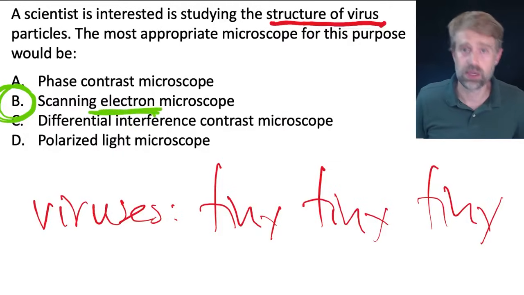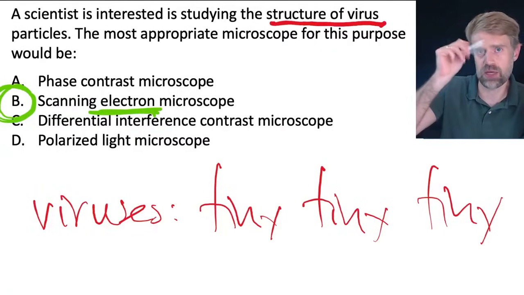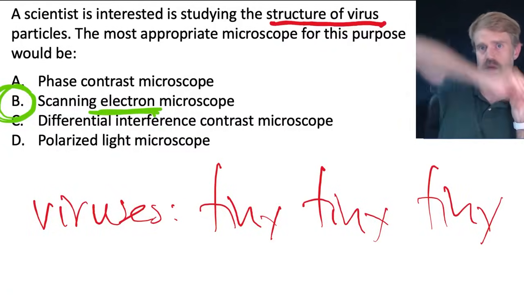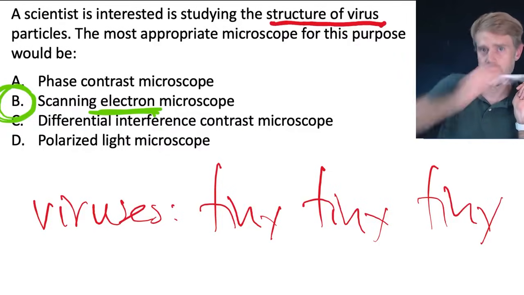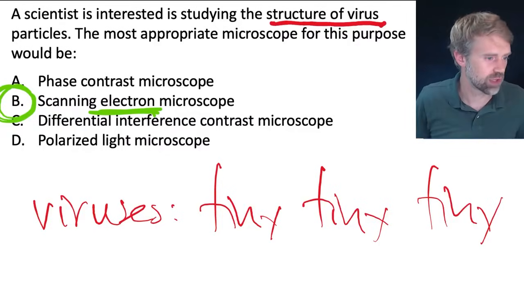Electron microscope. Why can they see things with such high resolution, such high magnification? Because they have a tiny wavelength compared to light. Long wavelength for light, short wavelength for electrons. Don't forget it.